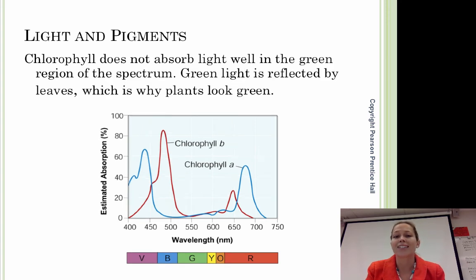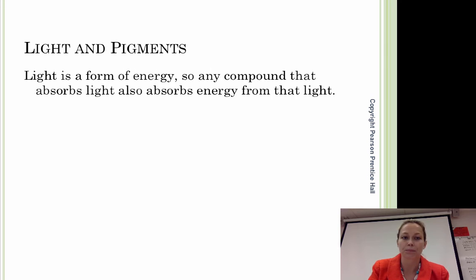Chlorophyll, on the other hand, does not absorb light well in the green region of the spectrum. That's because green light is reflected by leaves, which is why plants look green. Anytime you're looking at something that's green or blue or red, the reason you are seeing that color is because that particular light is being reflected back at your eye. So leaves look green because the green light is being reflected back at our eye, as opposed to any of the other colors.